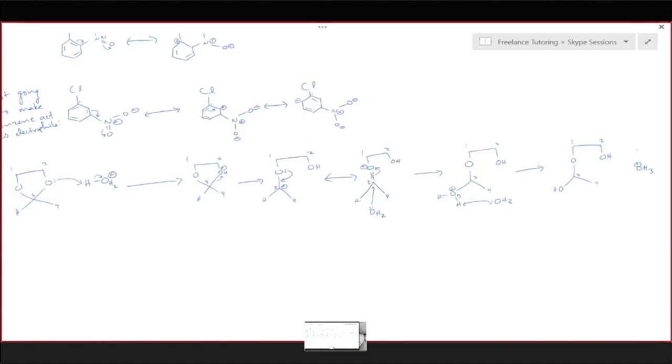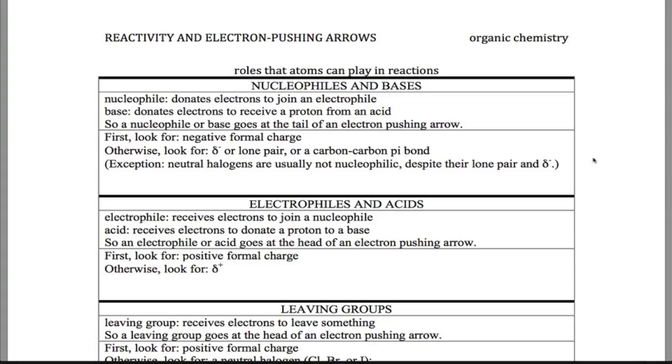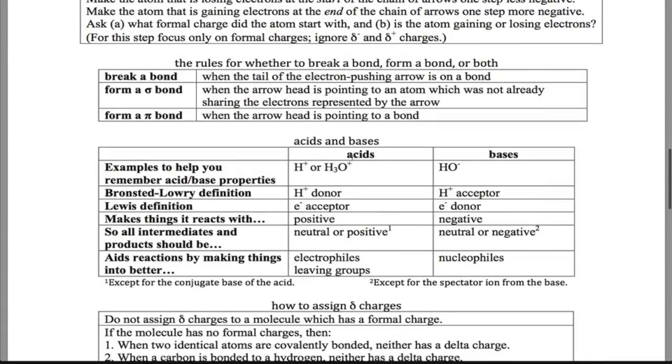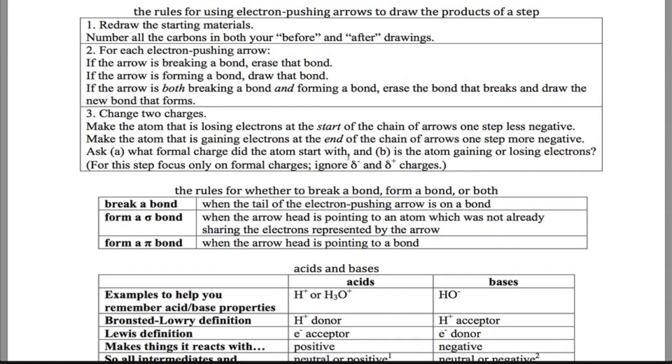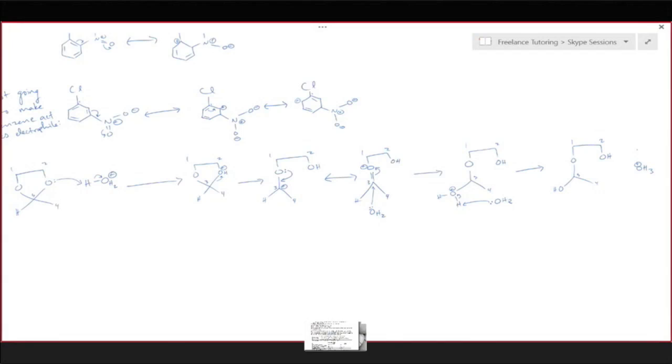The reason I'm emphasizing that is we want to see that this requires very little thought to figure out the charges. We should be able to do that somewhat mechanically. I'll just remind you of that on my screen again. Remember, these were the rules that we went over when we first started working together. You make the atom that's losing electrons at the start of the chain of arrows one step less negative. Make the atom that's gaining electrons at the end of the chain of arrows one step more negative. You just ask yourself, what formal charge did the atom start with, and is it gaining or losing electrons, which is easy to tell by looking to see whether it's at the start or the end of the arrows. There's almost no thought that's involved. We can do that quite mechanically. So that's important to keep remembering. I'll go back to your screen.